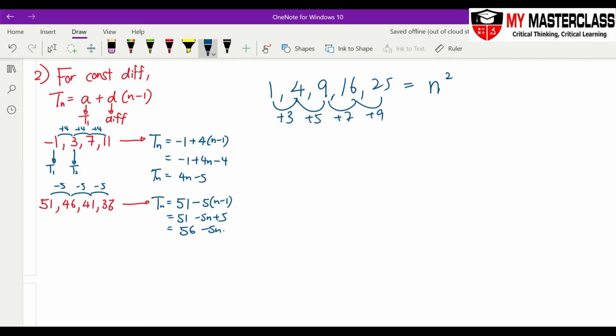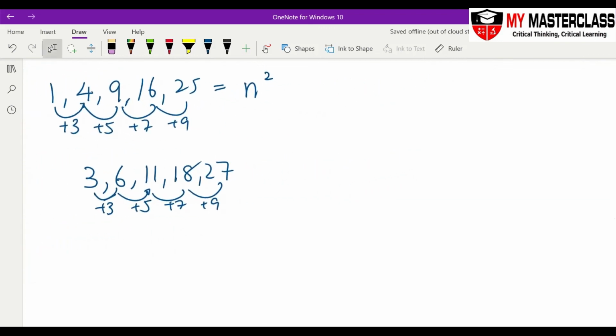For example, the question gives you, find the Tn formula for 3, 6, 11, 18, and then 27. You cannot see that it's so obvious. But you realize that my difference is +3, +5, +7, then +9 also, right? Means it must be in terms of n square. So this guy, can you see? 1 is 1 square, right?